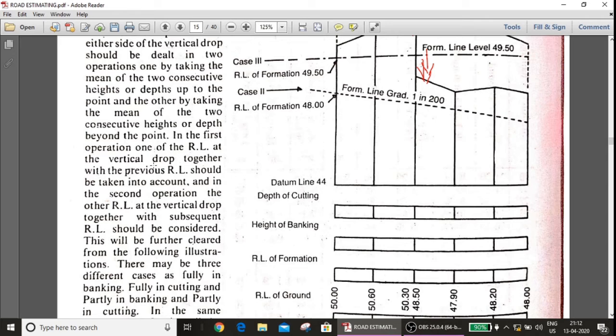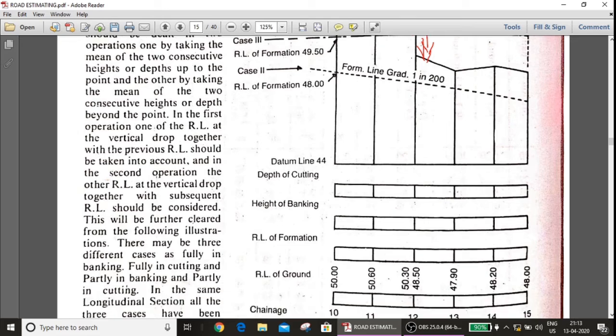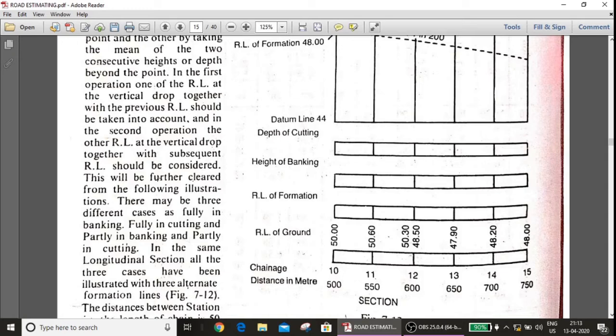of the RL at the vertical drop together with the previous RL should be taken into account, and in the second operation, the RL at the vertical drop together with the subsequent RL should be considered. This will be further clear from the following illustration.